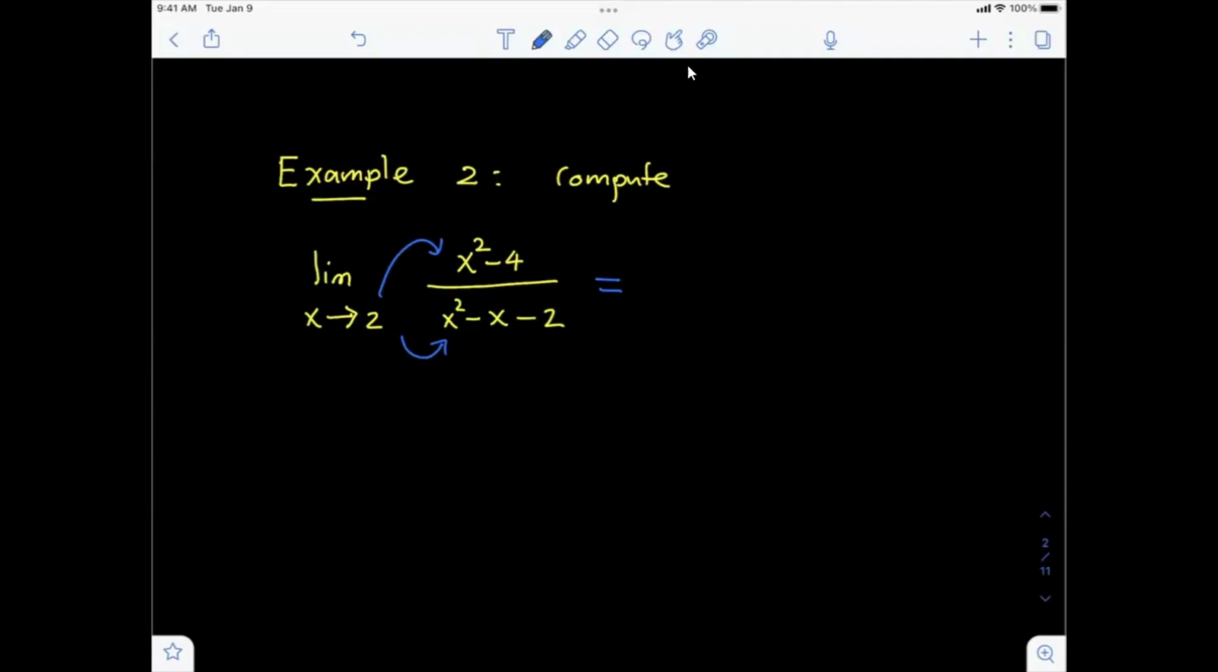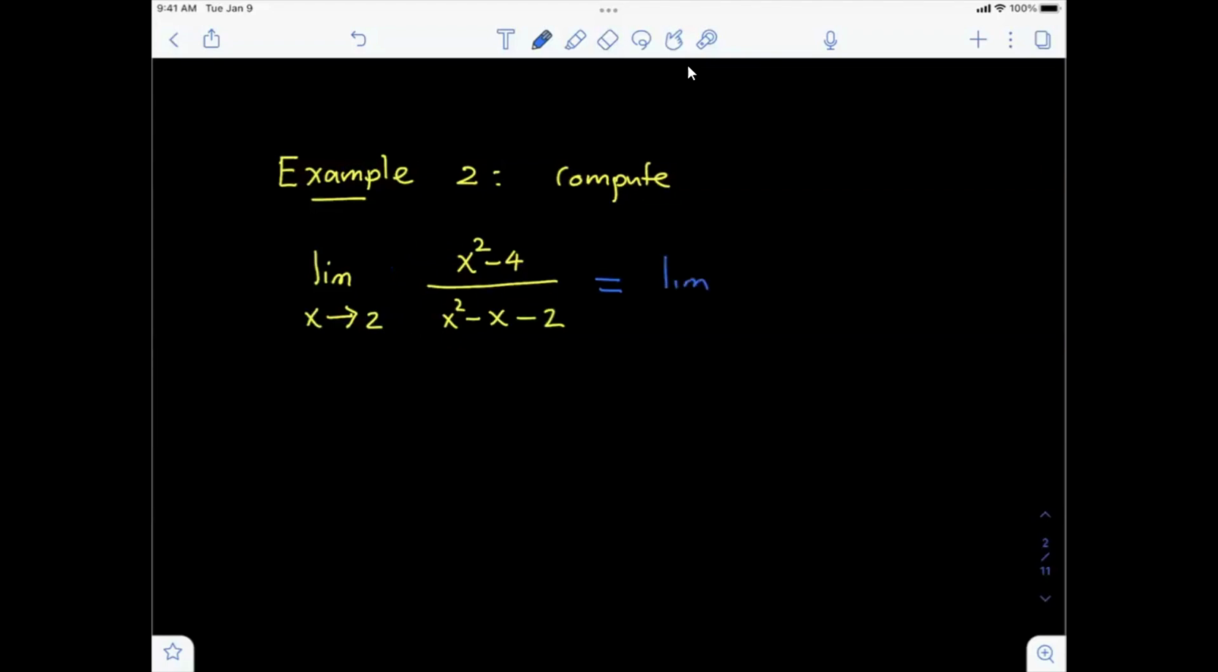So now, when you plug in x equals 2 at the top, you're going to get 4 minus 4, it is 0. And when you plug in 2 at the bottom, you're going to get 4 minus 2 minus 2. So that's going to be again summing up to just 0. So 0 divided by 0. Direct computation will not give you a meaningful answer. It is indeterminate.